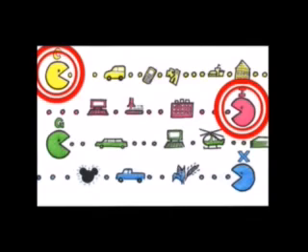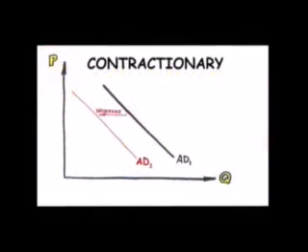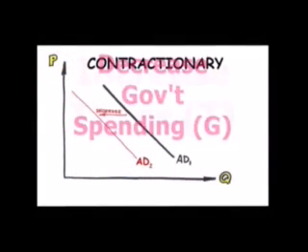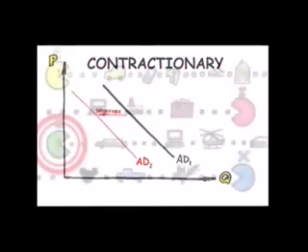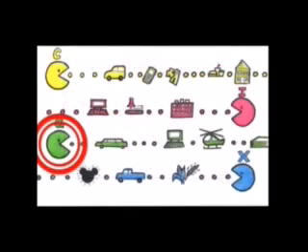Contractionary fiscal policy is typically represented by some type of drag on the aggregate demand, either decreasing government spending or increasing taxes. Again, a change in government spending will have a direct effect on aggregate demand, whereas a change in taxes will indirectly affect aggregate demand by way of households and businesses.